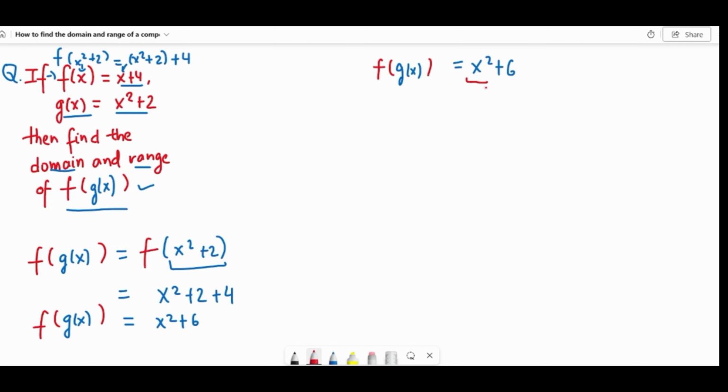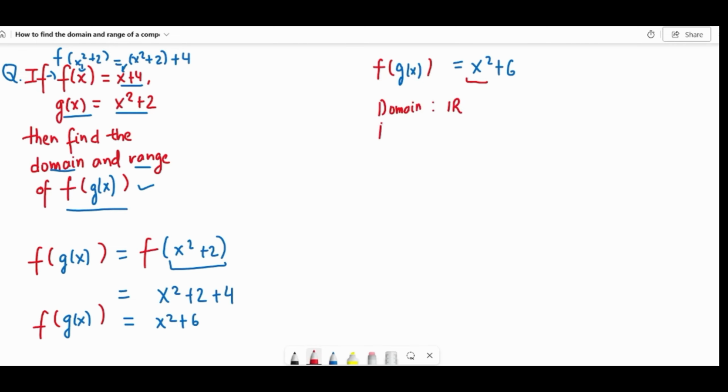Now if you see here carefully, x can be any number. You can put anything in place of x. You can put 1, 2, 3. You can put -1, -2, -3. You can even put x to be any decimal number like 10.5 or fractional number like 1/2, anything. So that means the domain of this function is going to be the set of all the real numbers.